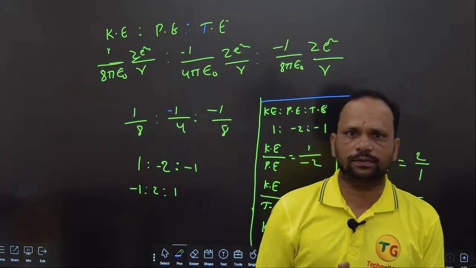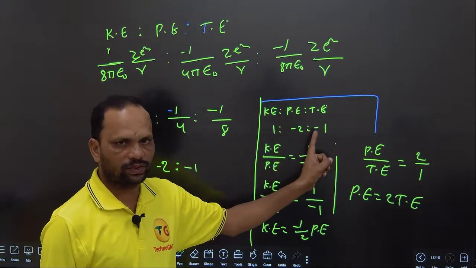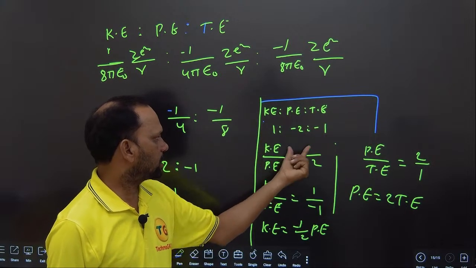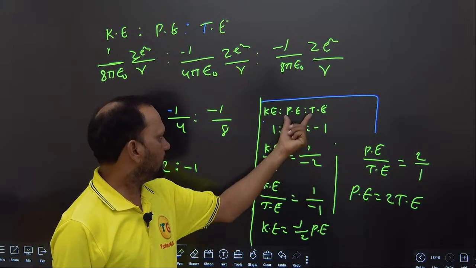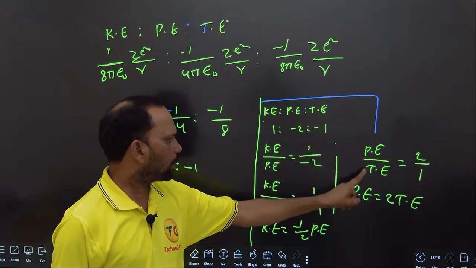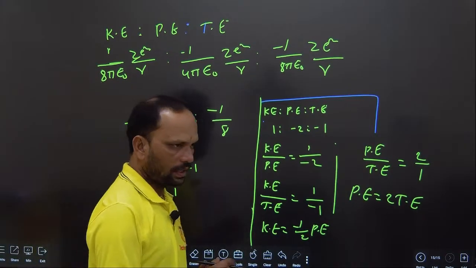The ratio of kinetic energy to potential energy to total energy is 1 is to minus 2 is to minus 1. The ratio of kinetic energy to potential energy is 1 by minus 2. The ratio of potential energy to total energy is 2 is to 1, so potential energy is equal to 2 times the total energy.